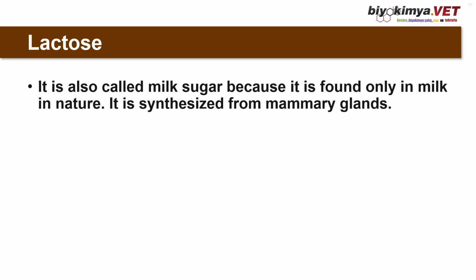Various microorganisms in milk can convert lactose into lactic acid. This causes the milk to turn sour and curdle when boiled. And it is one of the two saccharides found freely in nature together with sucrose.